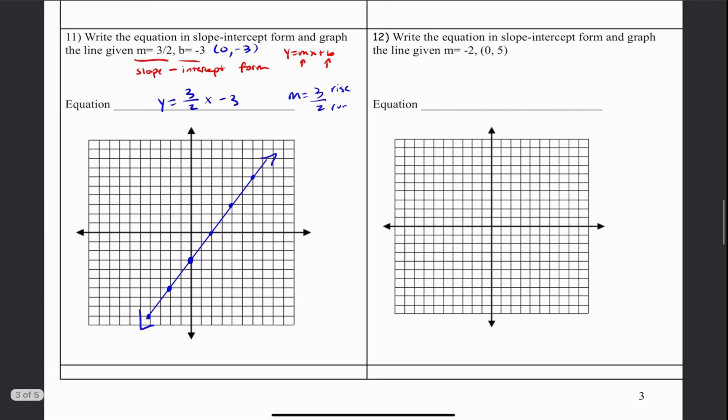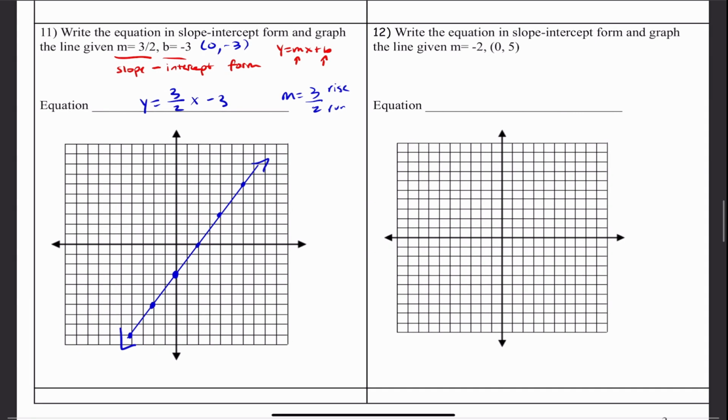Over here, this one's different because it doesn't say b equals -3, but this is our intercept. Our intercept, or y-intercept, by the way. Y-intercept is in the form 0, y, right? So b is equal to 5. Therefore, y equals -2x plus 5. So that means m equals -2. You're going to go down 2, and then you're going to run 1.